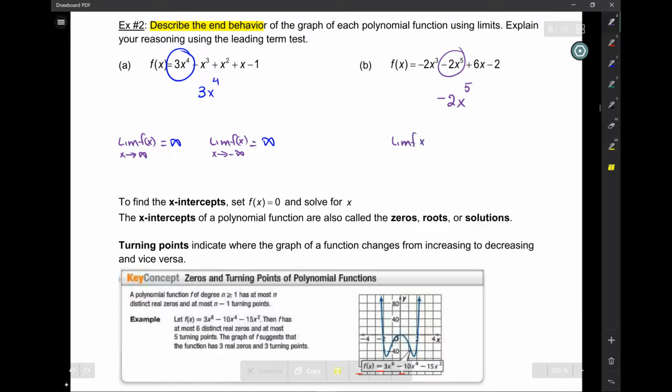Limit of f of x as x approaches infinity. Limit of f of x as x approaches negative infinity. So for positive infinity, what is it going to look like? Negative or positive? Negative. And what about for negative infinity? Positive. Right?